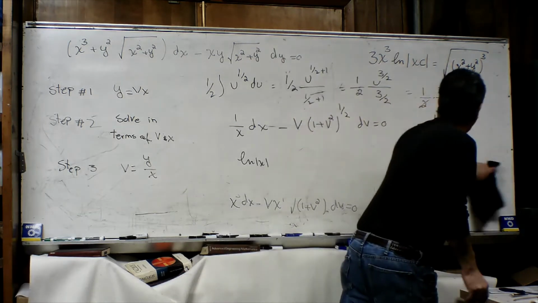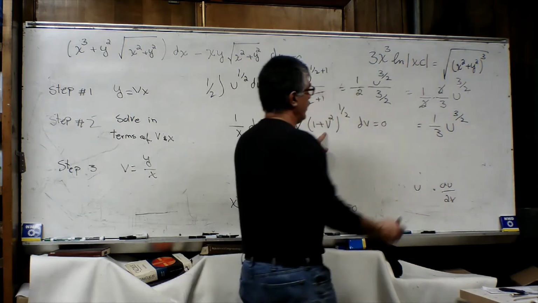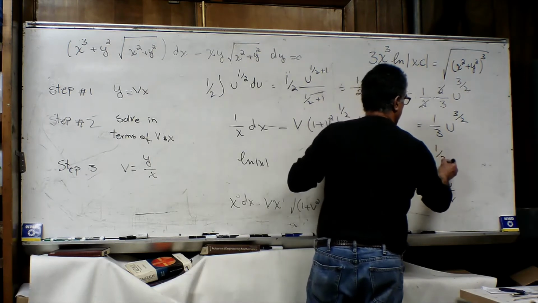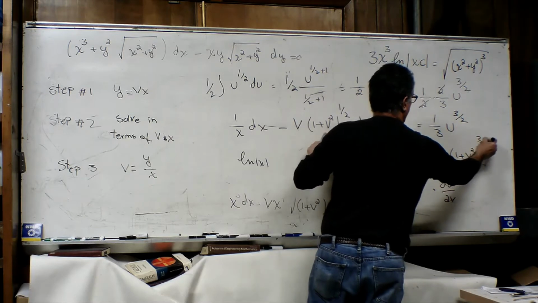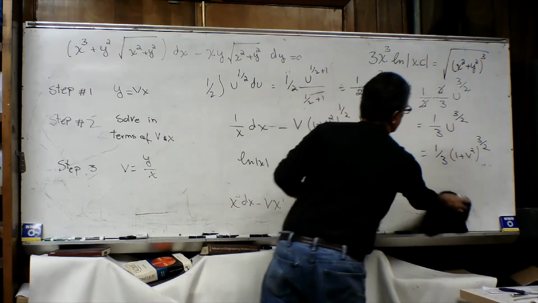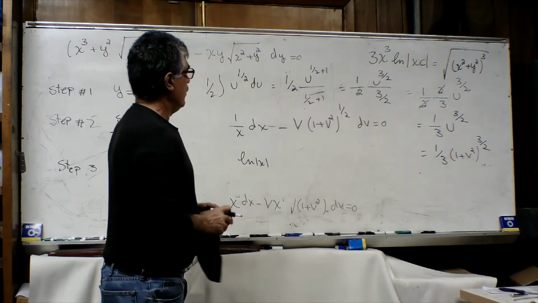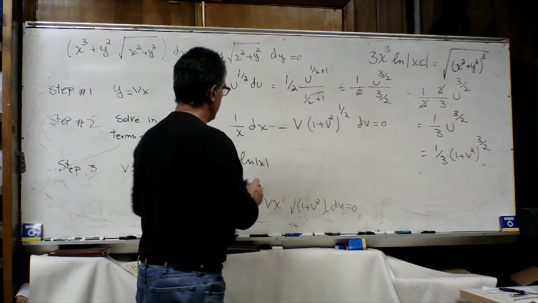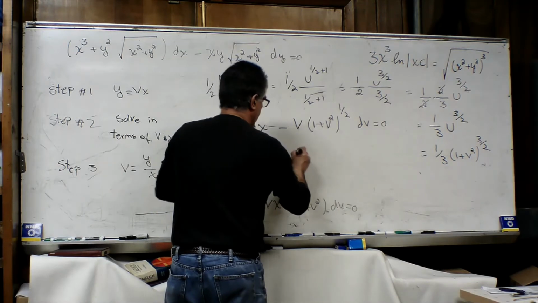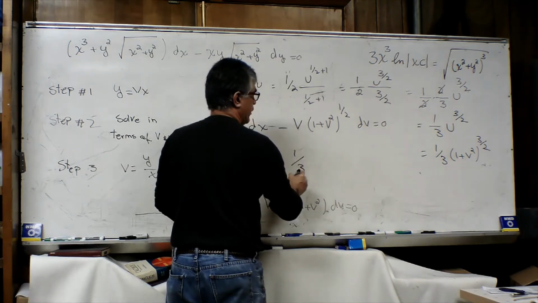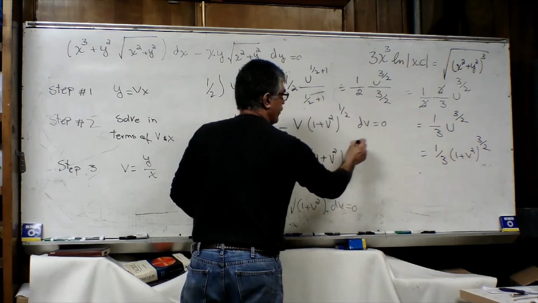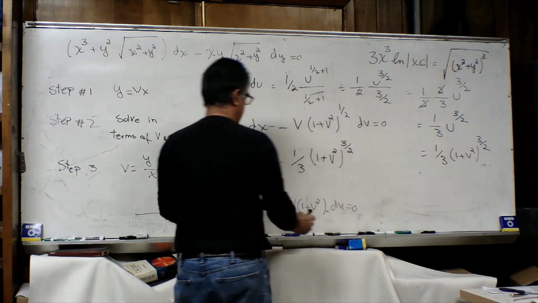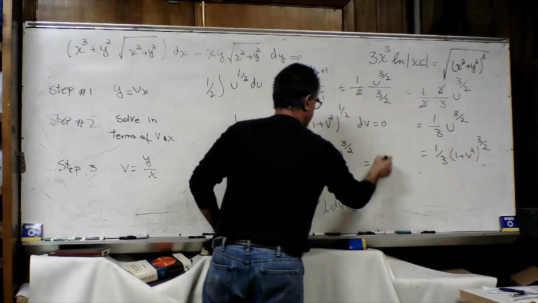which we assume that u is 1 plus v squared. So it is 1 third (1 plus v squared) to the power 3 half. So the integration of this part is minus 1 third times (1 plus v squared) to the power 3 half is equal to a constant.